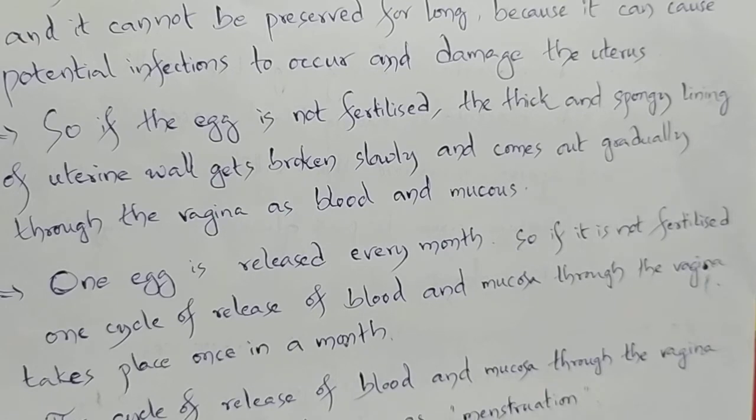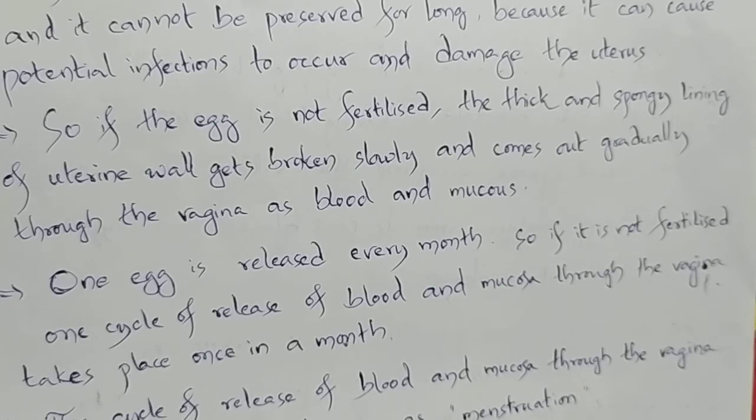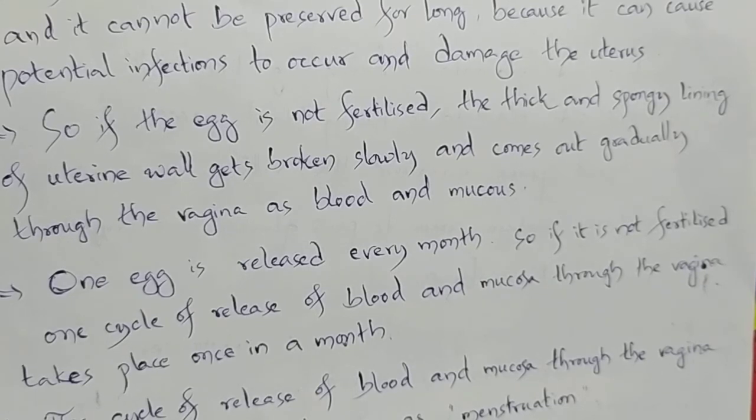So if the egg is not fertilized, what will happen? The thick and spongy lining of the uterine wall gets broken down slowly and comes out gradually through the vagina as blood and mucus. One egg is released every month. So if it is not fertilized, one cycle of release of blood and mucosa through the vagina takes place once in a month. So every month only one egg is released.